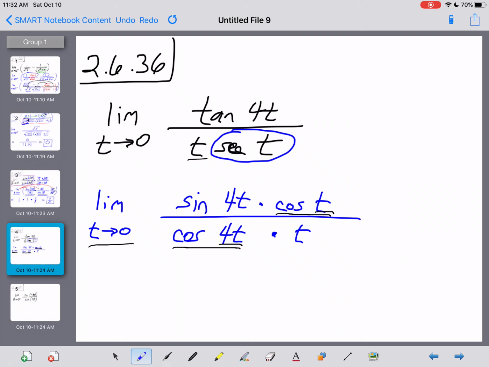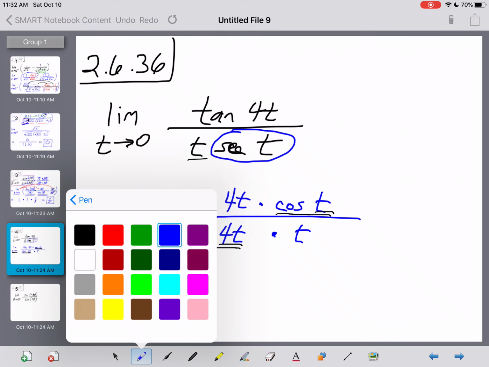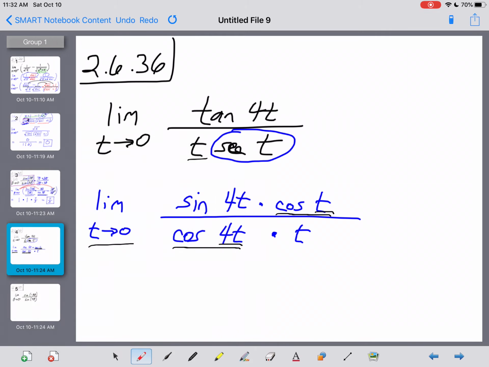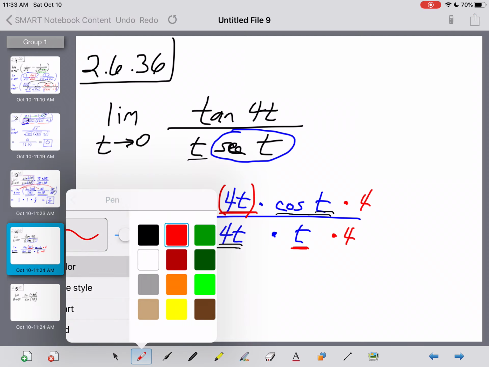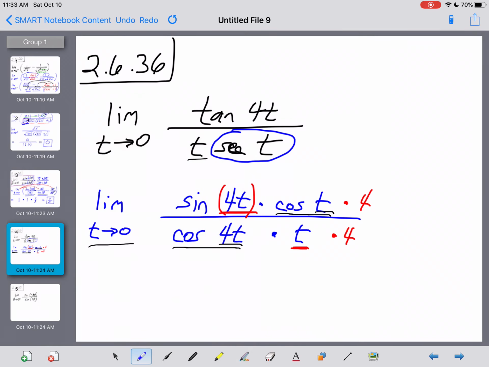The only real issue here is the sine of 4t located in the numerator. So if my angle is 4t, which it is, and I can't change it, which I can't, my only option is to introduce a factor of 4, which I will put together with that t right there in the denominator to make a 4t. And I can do that as long as I also multiply the top by 4 as well. And I think at this point we're going to be home free.